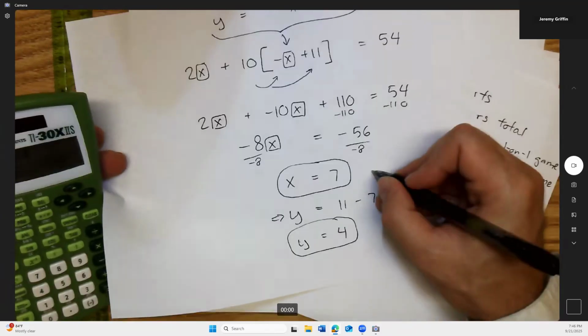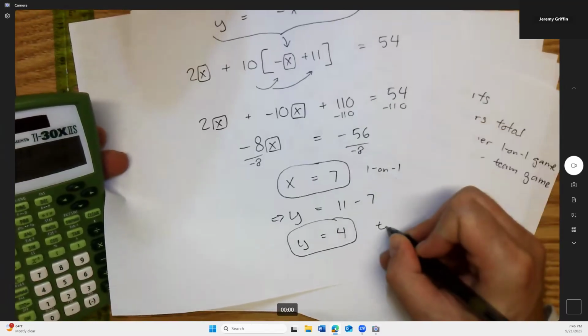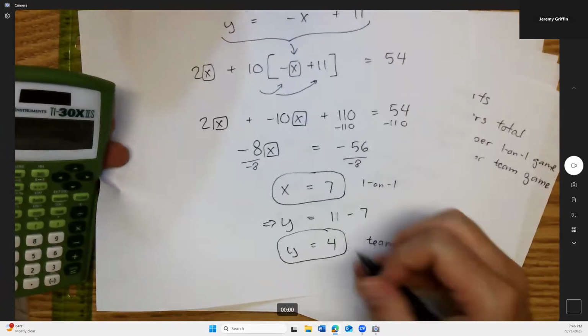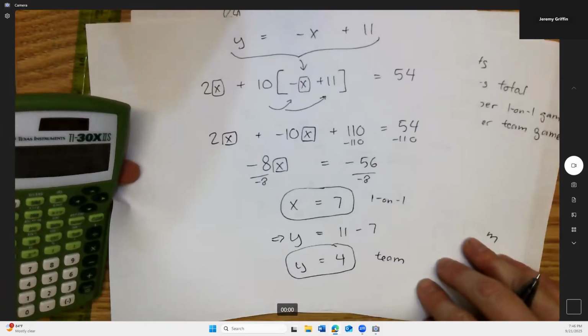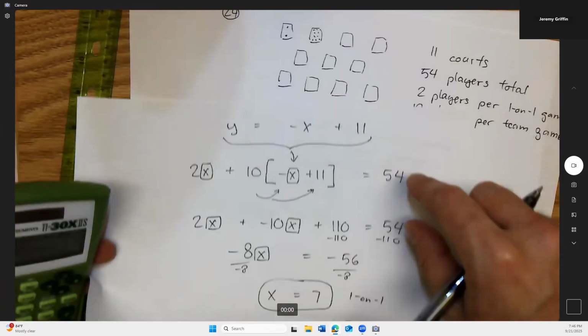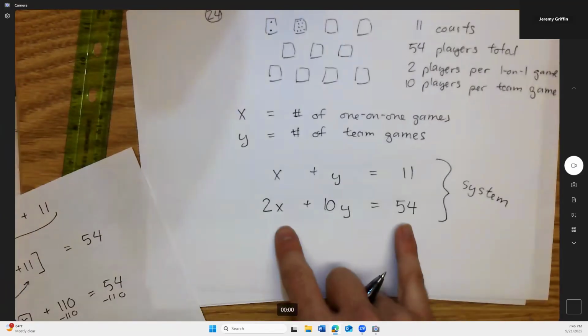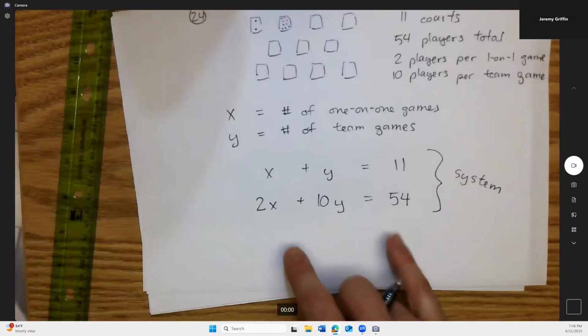Right, so here's one-on-one games, here's for team games. Okay. So 7 courts and 4 courts. Now, the last check I'll do is I will take these and plug them back into this other expression right here and make sure it does add up to 54 players. Let's see if it does.